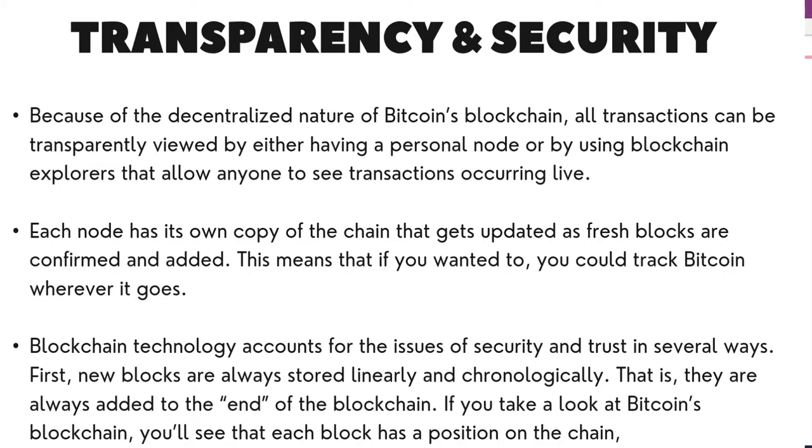So it's fully transparent. Obviously, you will not have the identity of the individual. It will more be an address, which is not your personal name as such. It's a digital address. Then each node has its own copy of the chain that gets updated as fresh blocks are confirmed and added. So if you want, you could track Bitcoin wherever it goes. If it was sold from person A to B, B to C, all of that movement would be there. Hence, it's very easy to track down.